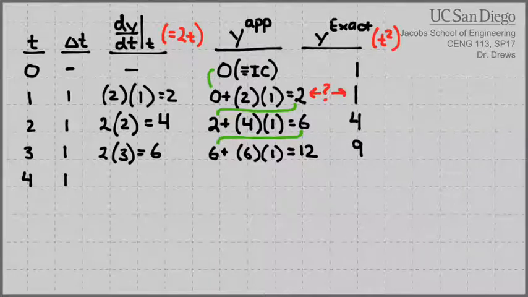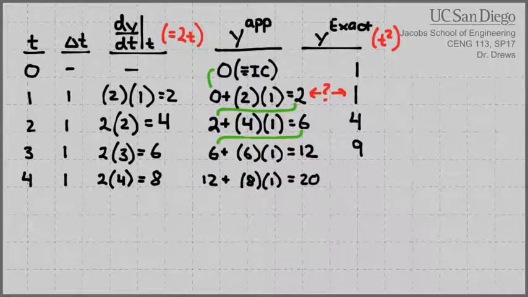And just so that you can see the pattern, we'll go on to the next one. So now we've got 2 times whatever our current time is, which is 4, so 8. And now we've got 12 plus 8 times 1, which is 20. And so again, we're going in the right direction, right? But we're always a little bit off. Did I make an algebraic mistake? Oh, yes, thank you.